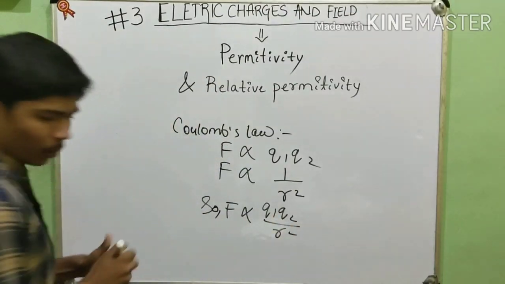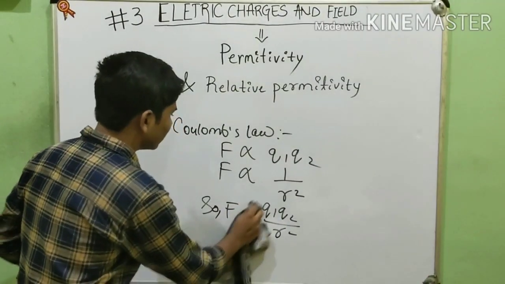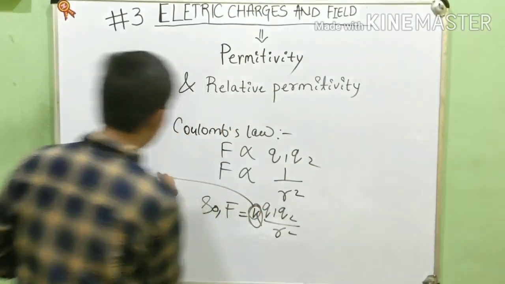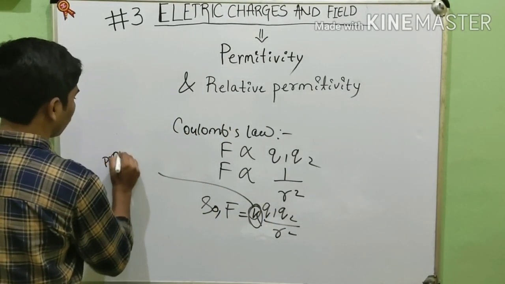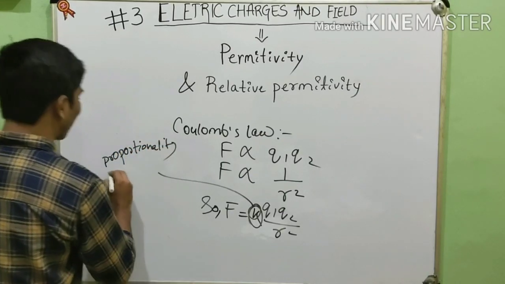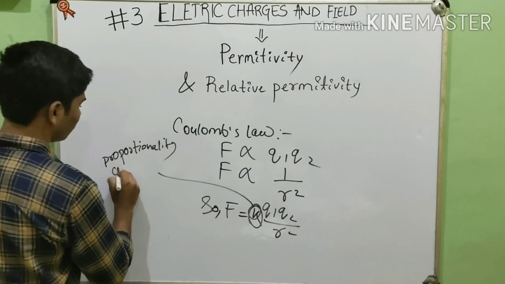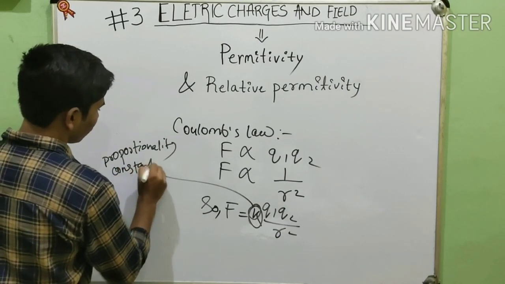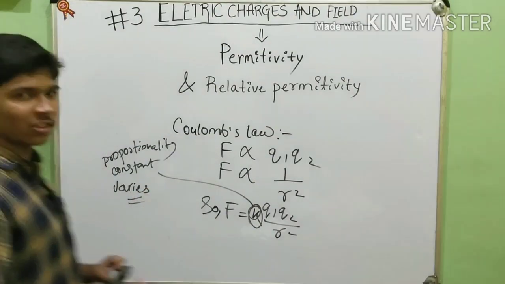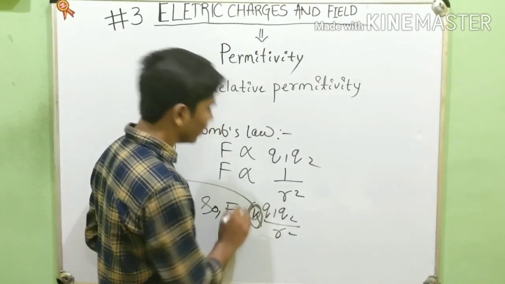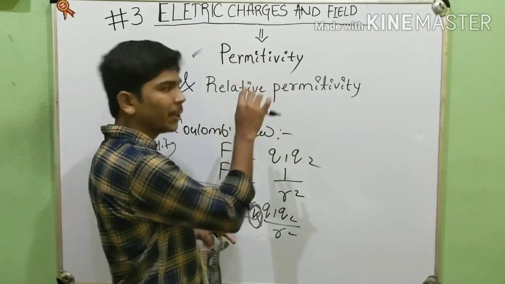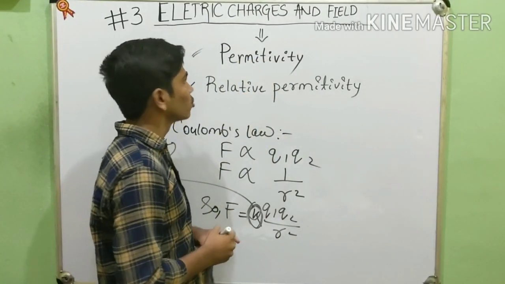If we multiply a constant here, then we can equalize the two. This is what? Proportionality constant, which varies from different medium to different medium. Our today's topic will be based on this K. From this K, we will deduce permittivity and relative permittivity. So let's begin.